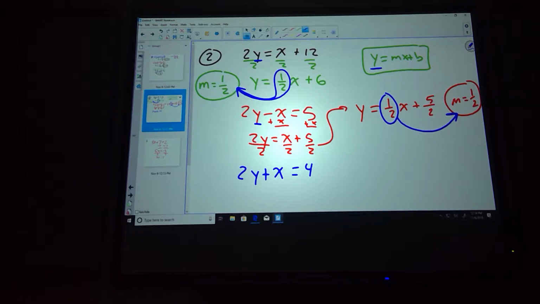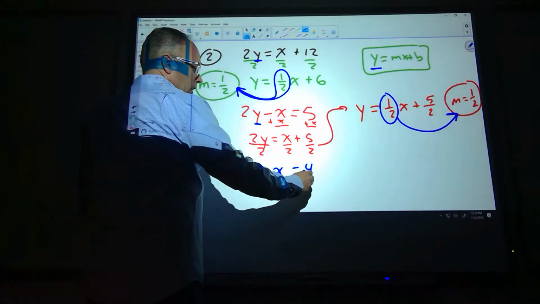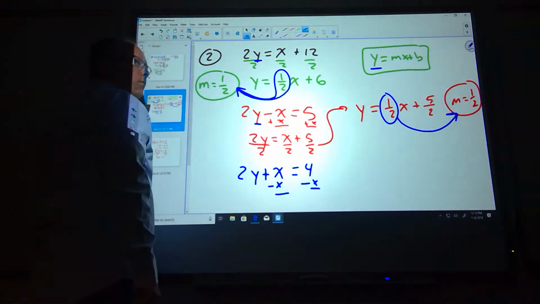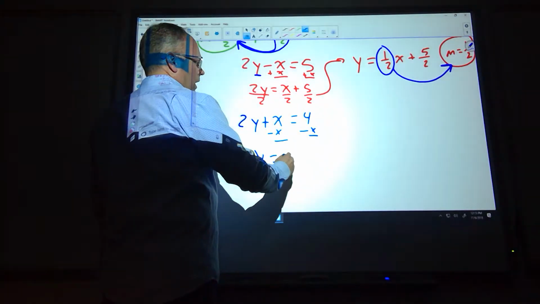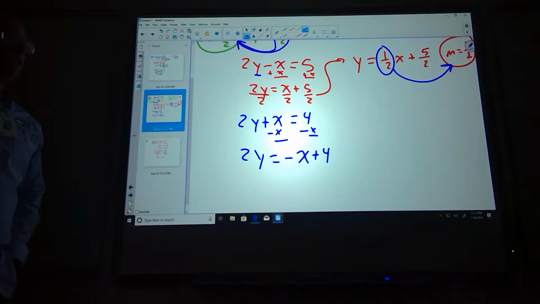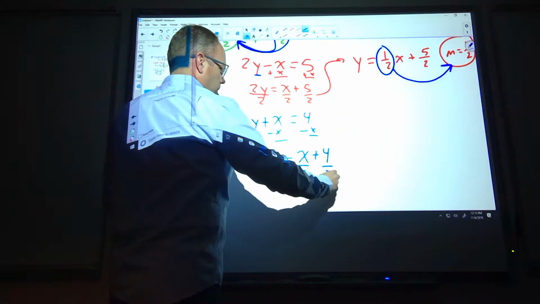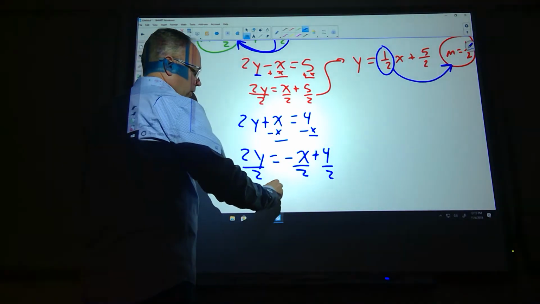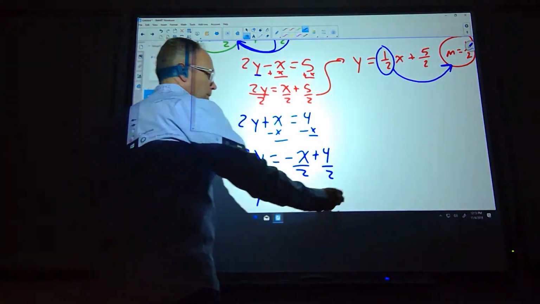I want to get y all by itself. So I'm going to subtract x. Everyone good there? I get 2y is equal to negative x plus 4. Everyone agree? All right, let's divide everything by 2. So I get y equals negative 1 over 2x plus 2. So what's the slope of this one?